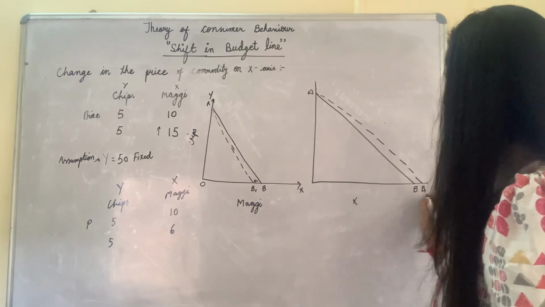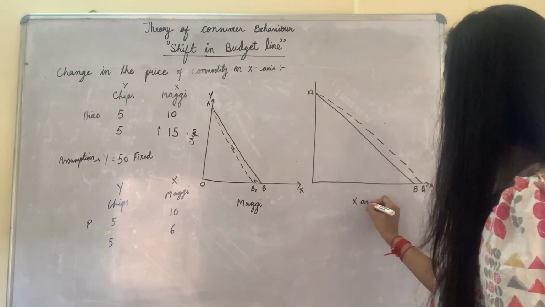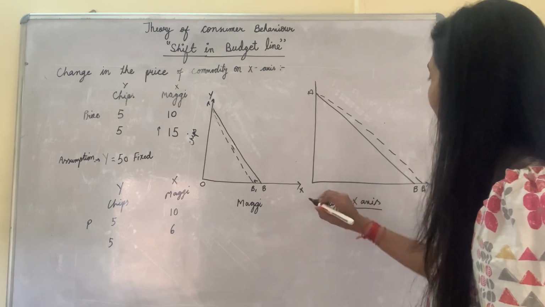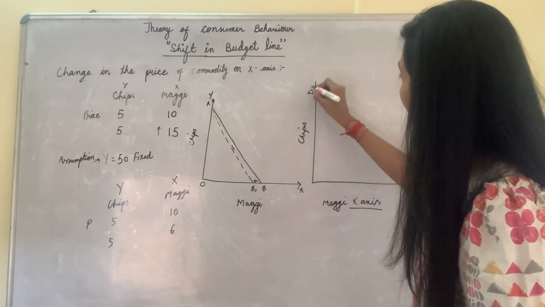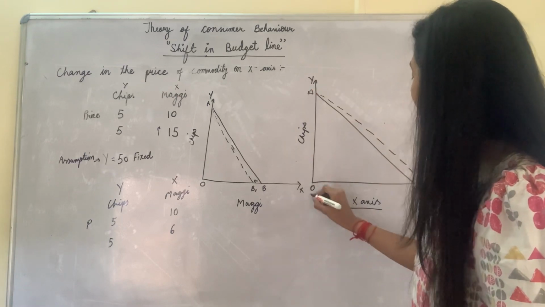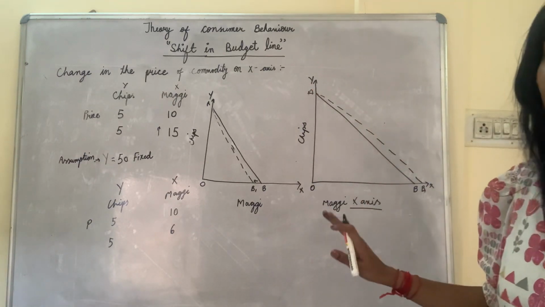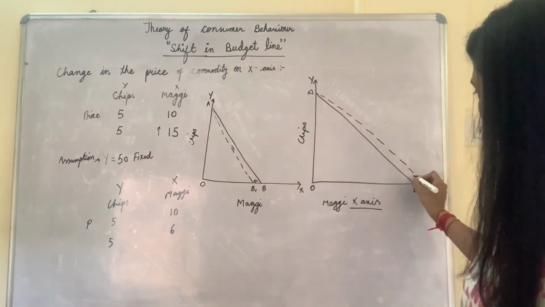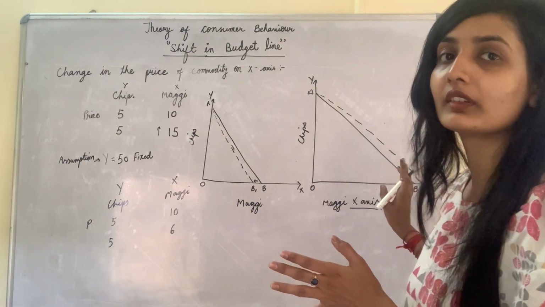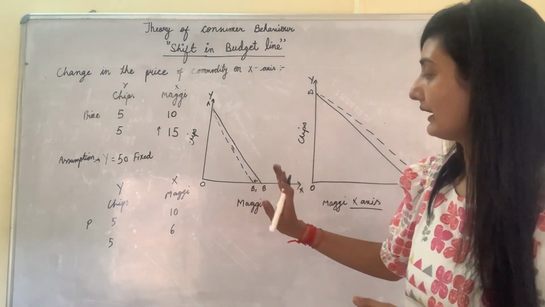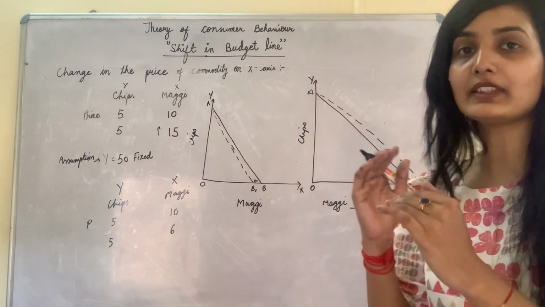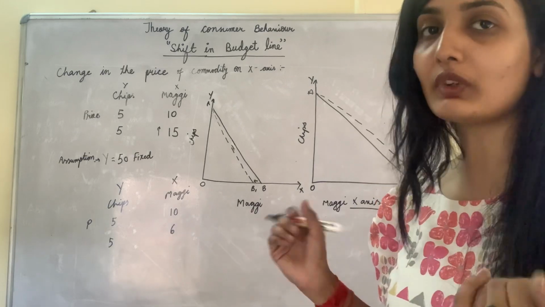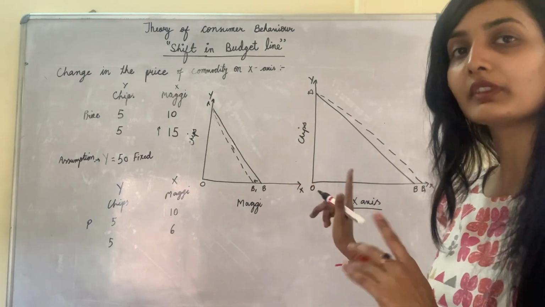On the x-axis, we represent Maggi, and chips on the y-axis. So this is our budget line that will rotate. It rotates rightwards when the price decreases and leftwards when the price increases. As price changes, what will happen, and if price decreases, what will happen, we are representing on the diagram.